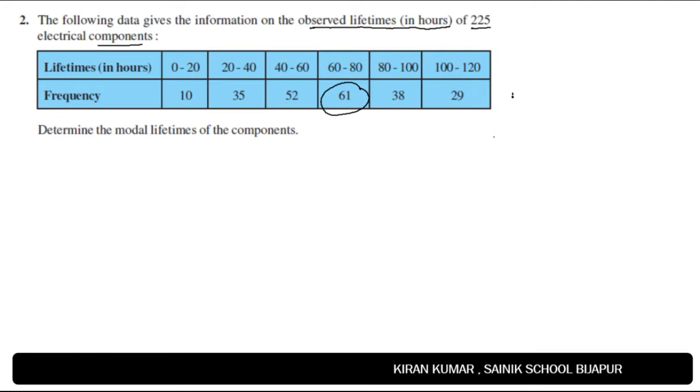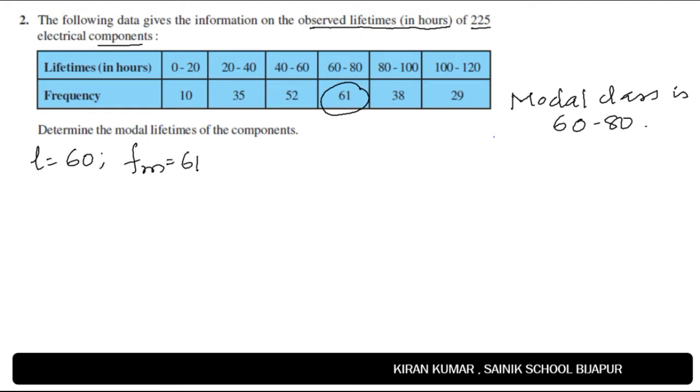Let me mention that here modal class equal to 60 to 80. So the lower limit of the modal class is 60. Frequency of the modal class is 61. Frequency of the preceding modal class is 52. Frequency of next or succeeding modal class is 38, and the class size is 20.